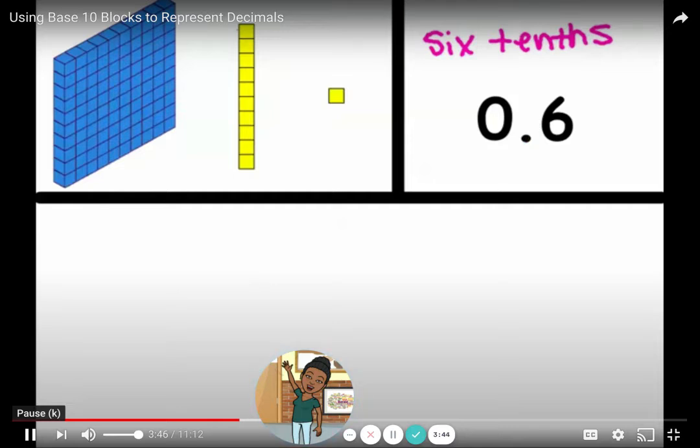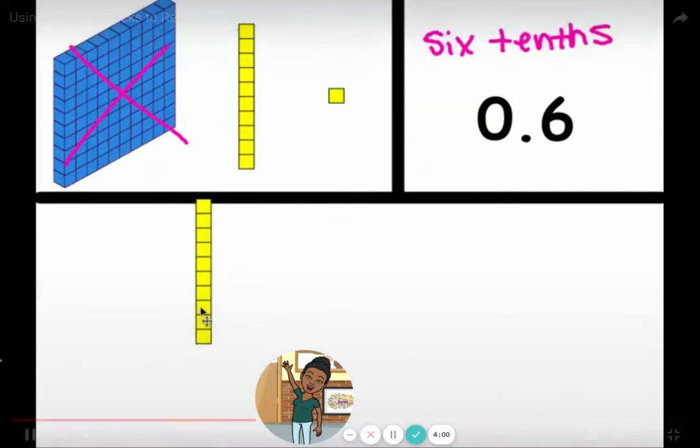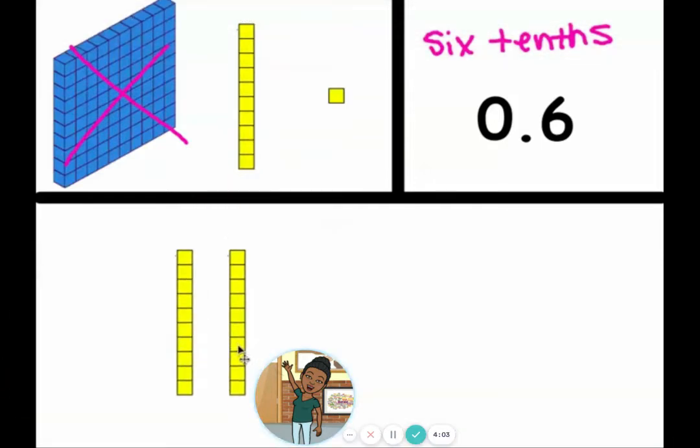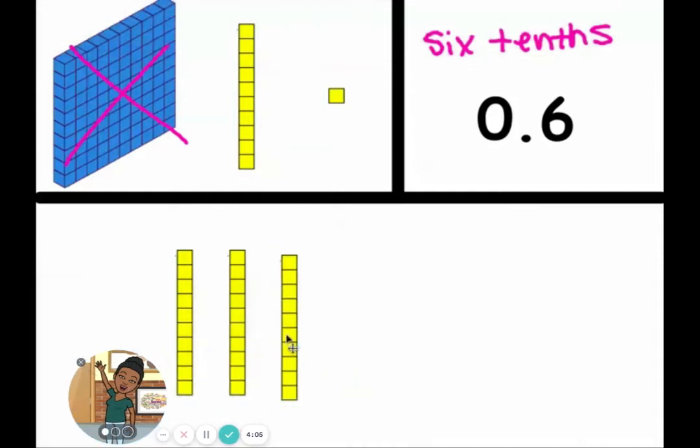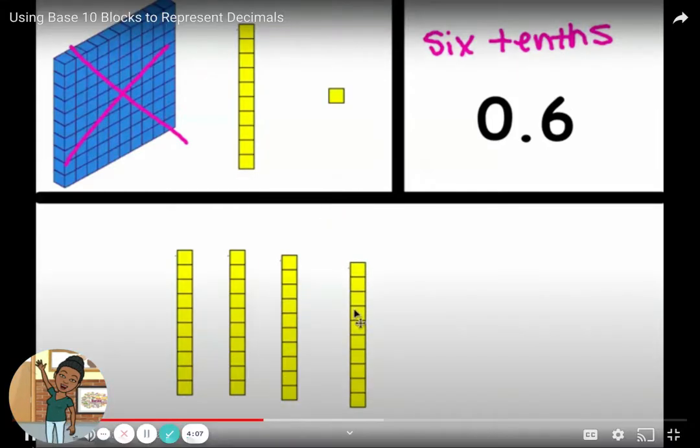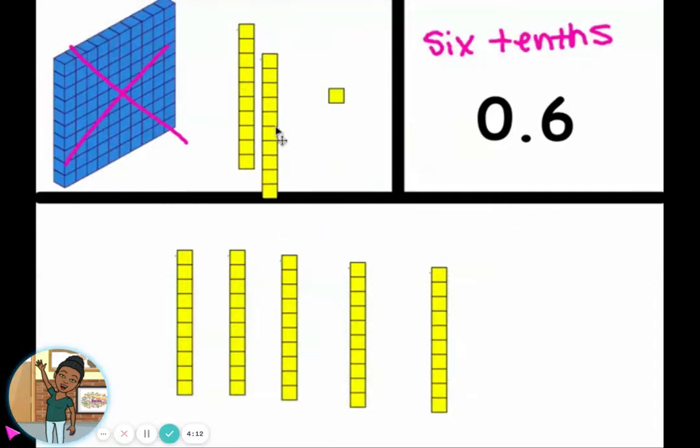So to represent that, we know we don't have any whole numbers, so we're not going to use any of these. No hundredths base 10 blocks. But we have 6 in the tenths value, and we know that our tenths block represents the tenths, so we're going to use 1, 2, 3 tenths, 4 tenths, 5 tenths, and 6 tenths. Together, these make up 6 tenths.